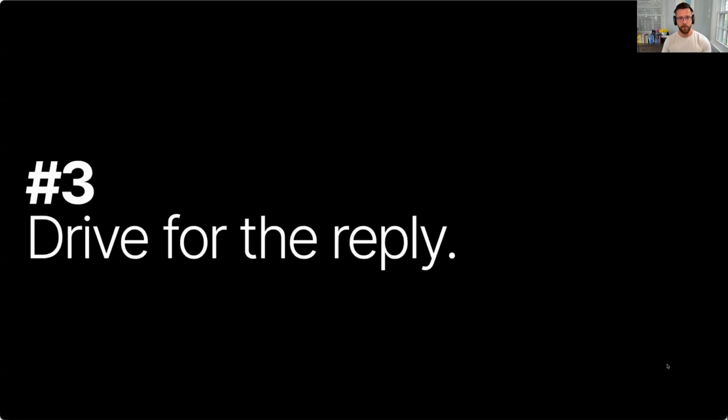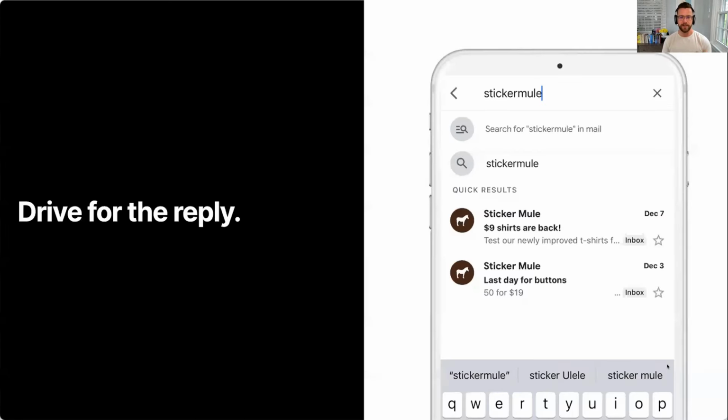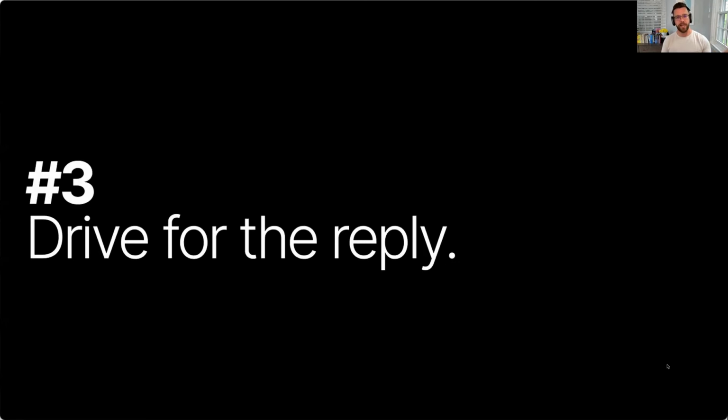So let's talk about how we actually drive that reply. And we'll talk about number 3 on this series of top 5 things to do from lead gen. And that's make sure you're driving for the reply. Now, we know that reply metric, or reply rate, if you will, is not only great for our sender reputation, but it also likely means that we have a very engaged subscriber, someone that is interested in doing business with us. So how do we go about doing that?